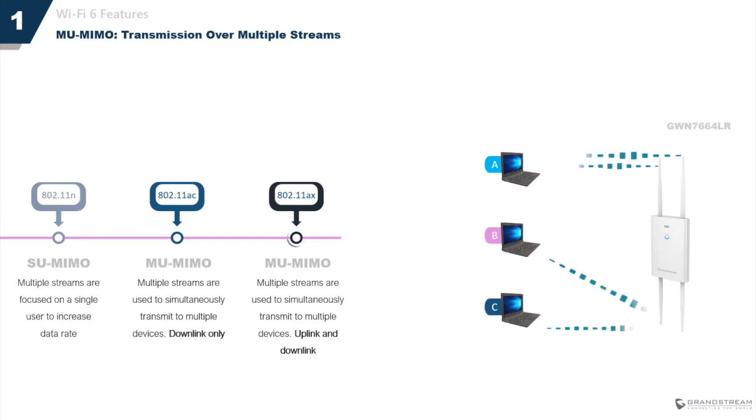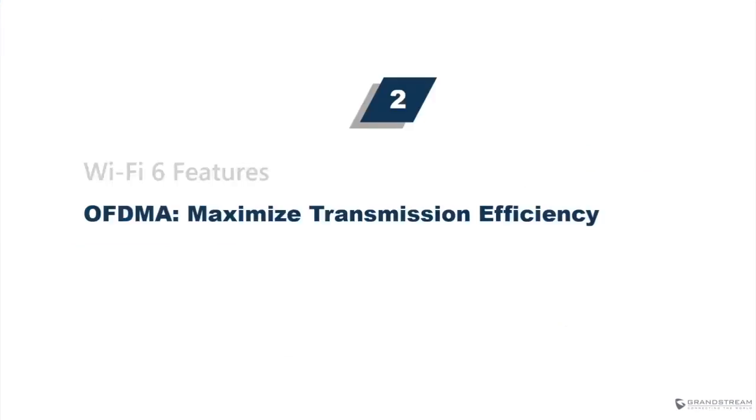By leveraging multi-user MIMO for uplink, multiple wireless clients can now transmit data to the access point simultaneously. For example, GWN 7664LR, which has 4 antennas, can talk and listen to 4 wireless clients simultaneously by dedicating 1 stream or antenna per user. To meet the challenges of high-density wireless environments, Wi-Fi 6 introduced OFDMA, which is designed to maximize the transmission efficiency by allowing the AP to communicate with multiple devices simultaneously.